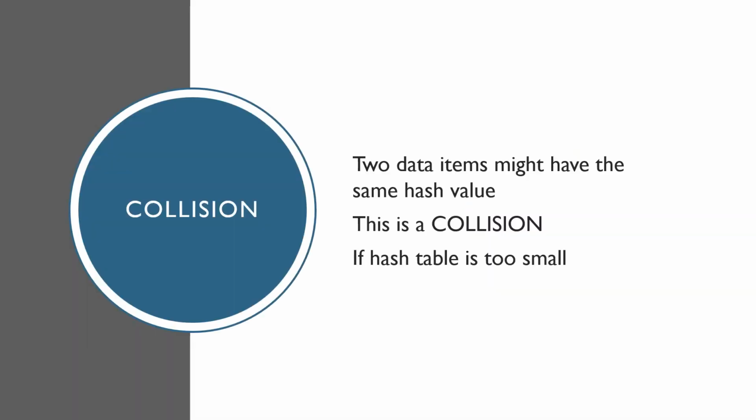But two different data items might have the same hash value. That means they would both need to be stored in the same location, and that's called a collision. Collisions become more likely when the table is too small and there aren't that many spare storage locations.